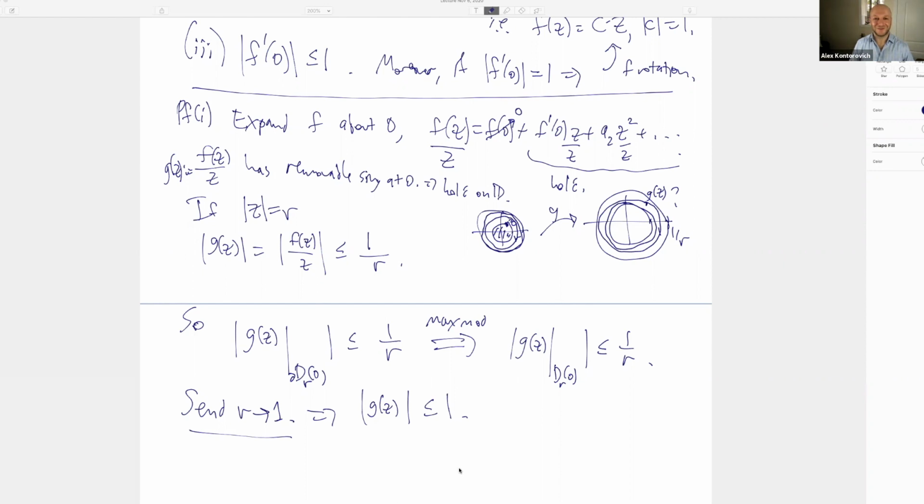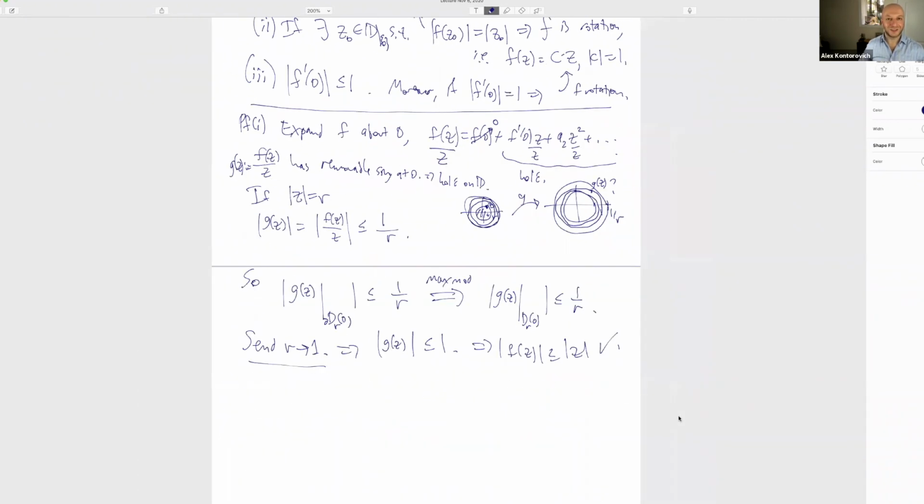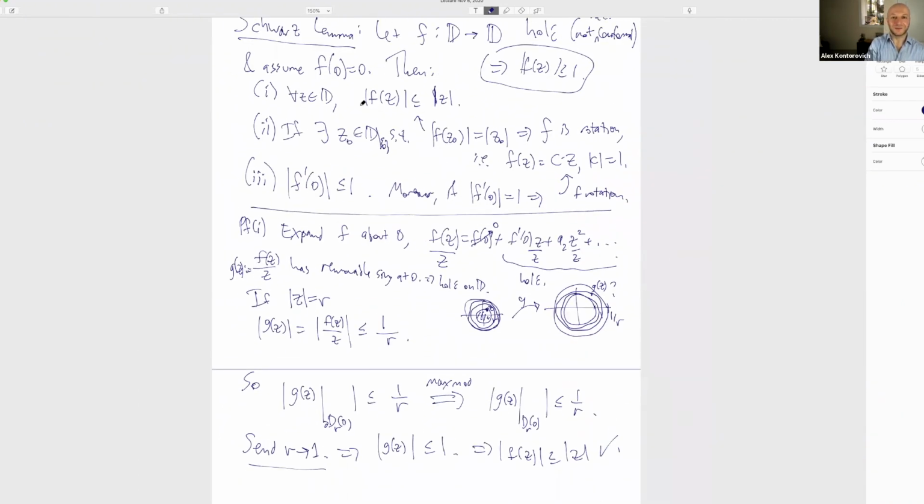Okay? And of course, G is F of Z over Z. So that implies F of Z is bounded by Z. So that was part 1. Part 1 was that F of Z is bounded by Z. So far, so good?